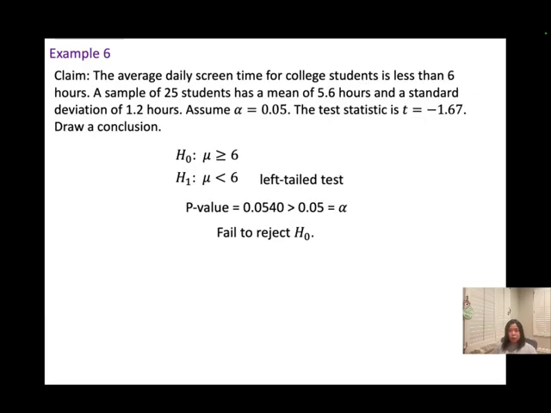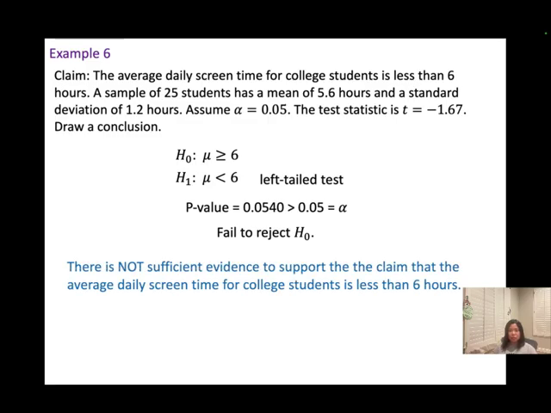The average daily screen time for college students is less than 6 hours. Okay, so when you say fail to reject, there is not sufficient evidence to support the claim that the average daily screen time for college students is less than 6 hours.